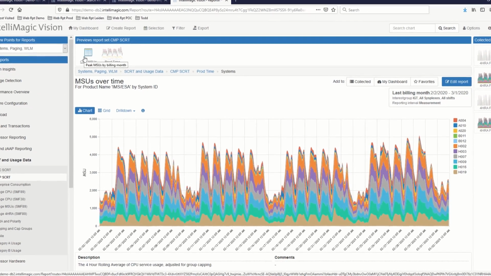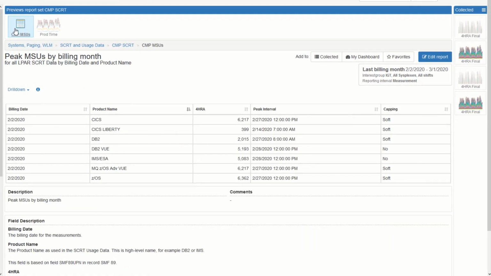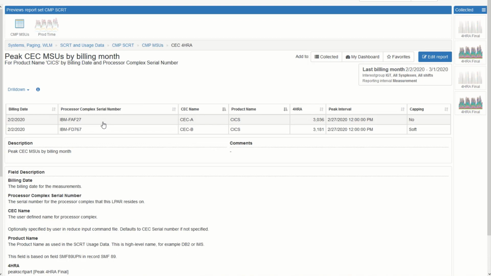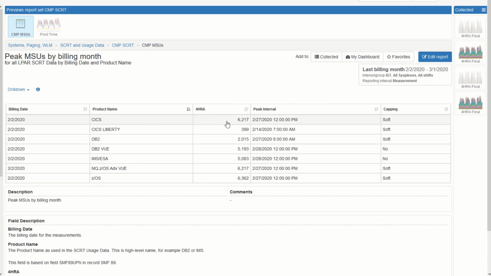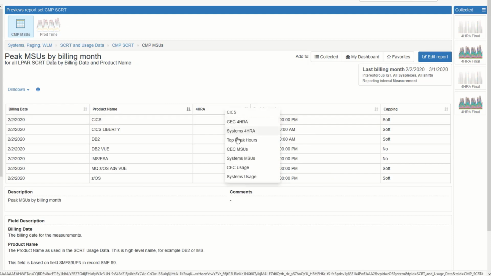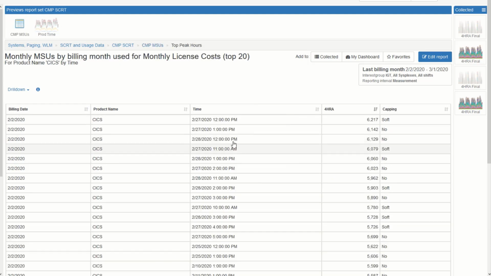Now sometimes it's easier to work from data in a tabular or numeric form. So here we see the monthly peak values for each product, when the peak interval occurred, and whether software group capping was in effect during the peak 4-hour period. So from here, drill downs are available to determine how many MSUs each LPAR contributed to that peak value, or we can do the same thing and look at it by system. Also, there's a list of the top 20 hours. So you can see how much higher the peak was than the next highest intervals during the month.